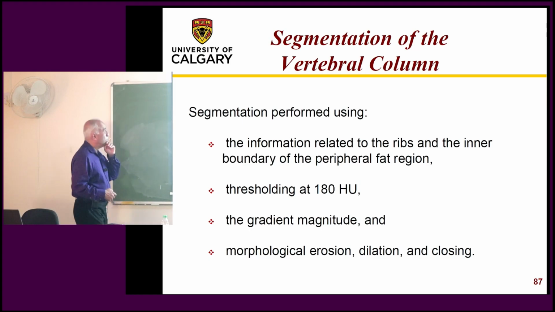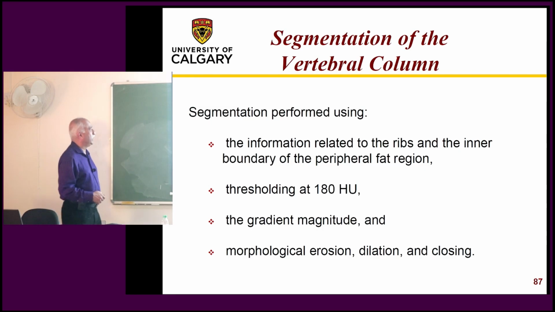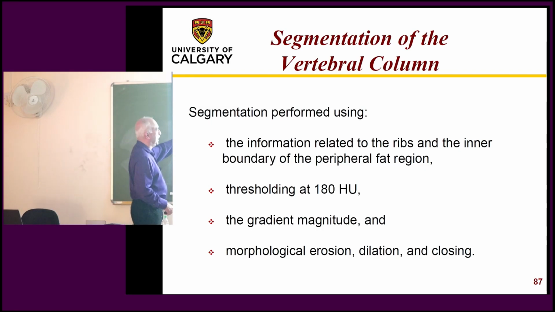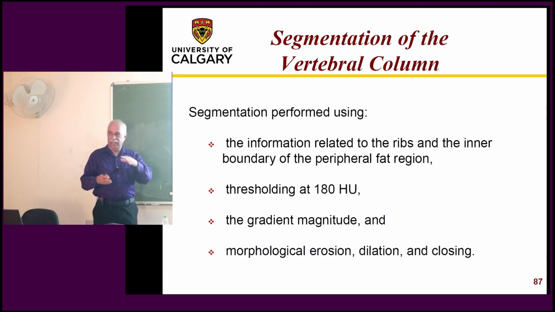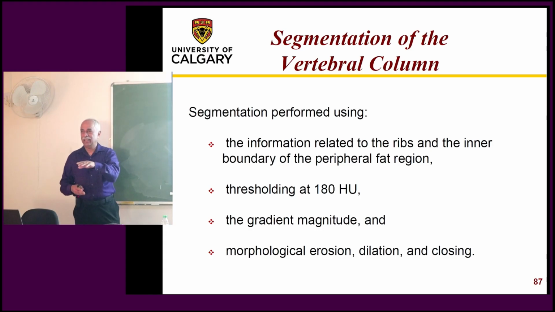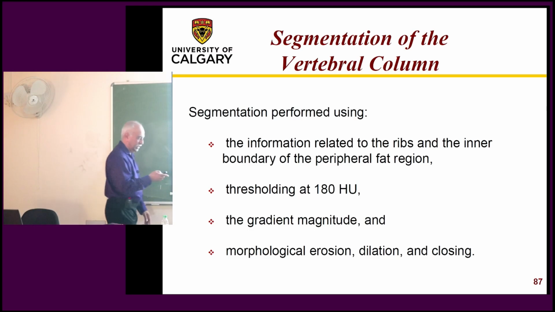Segmentation of the vertebral column in 3D. So we used the following items: the information related to the ribs and the inner boundary of the peripheral fat region. It's not necessary, but we know it is inside the body and it is on the bottom side of the image and somewhere around the central line. So thresholding at 180 Hounsfield units, a little lower, gradient magnitude, and morphological erosion, dilation, closing.